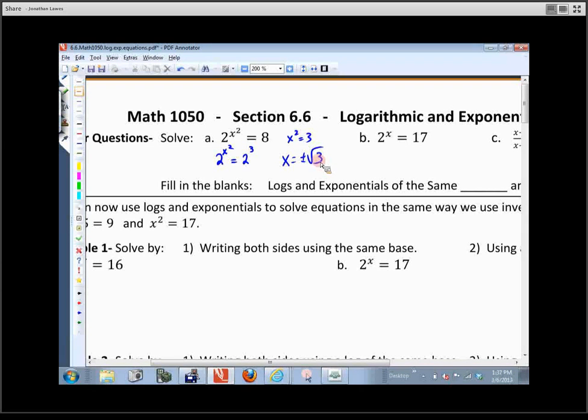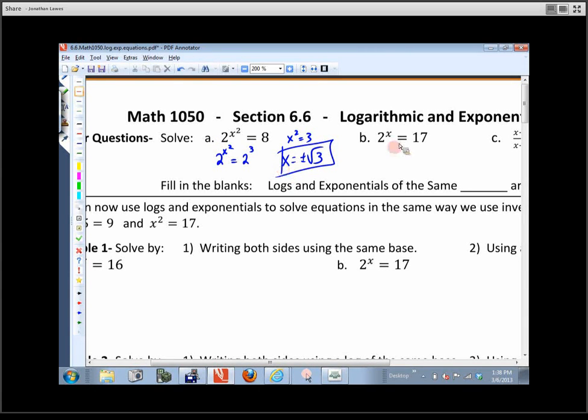Everybody good with that? Now, do I keep both of the answers? Do they both work? Do I have to throw out the negative one or anything like that? No, because think about the equation that I'm dealing with. It's an exponential. We don't have any domain issues with exponentials. So I do get to keep both of those, okay?